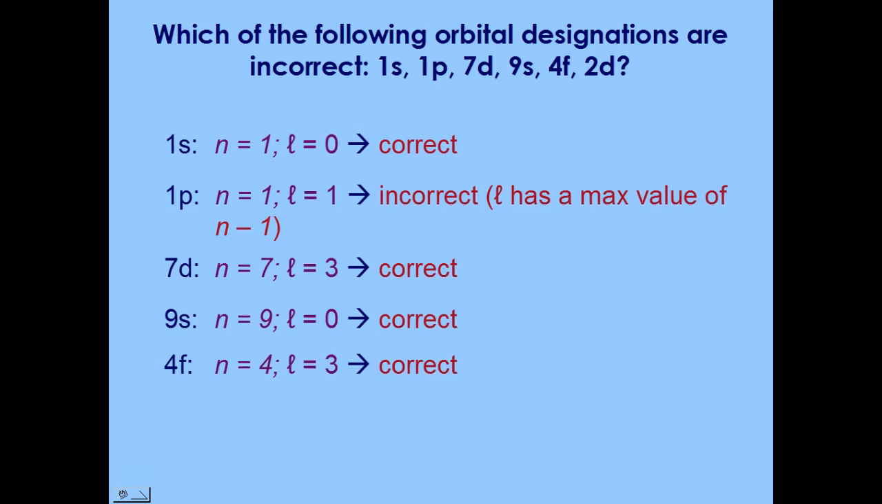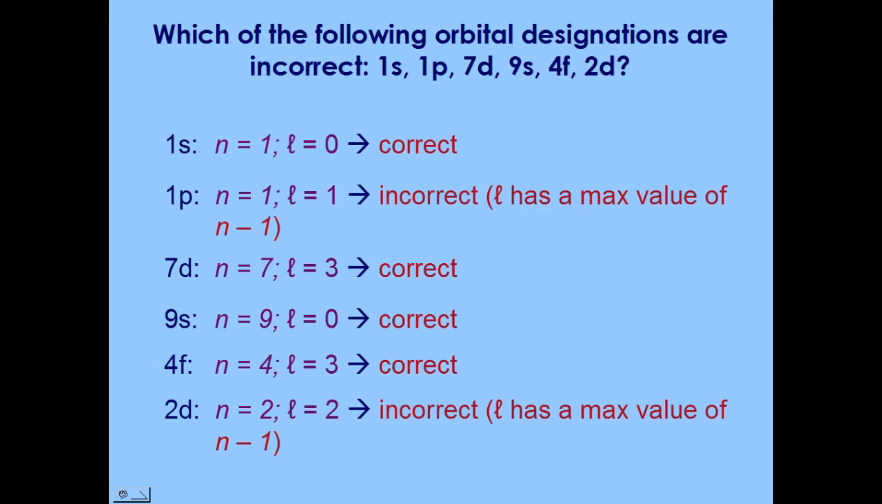And then we have 2d. 2d would give us an n of 2, and it would give us an L of 2. And again, you cannot have an n and an L equaling one another, so that would not be a correct designation. You can only have a 2s, an n of 2, L of 0, a 2p, an n of 2, an L of 1. But you cannot have a 2d.